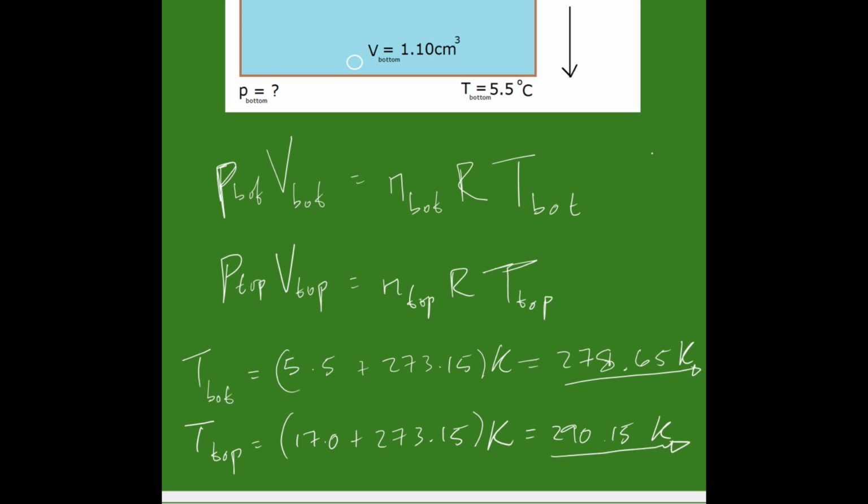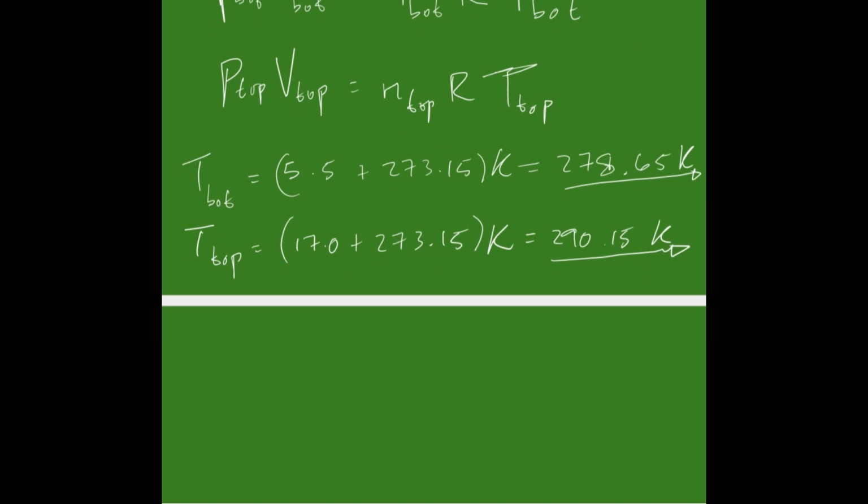And then the other thing we want to do is calculate the pressure at the bottom. So let's see, pressure at the bottom is equal to the atmospheric pressure plus rho g h. And so atmospheric pressure is 101.325 kilopascals, so that's, in scientific notation, 1.01325 times 10 to the power 5 pascals.